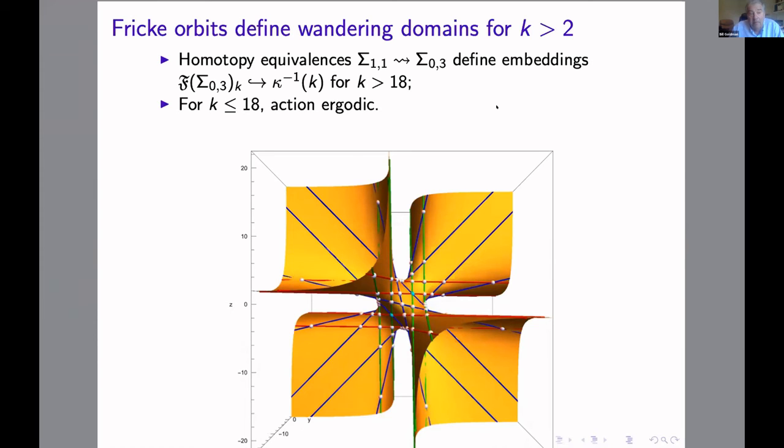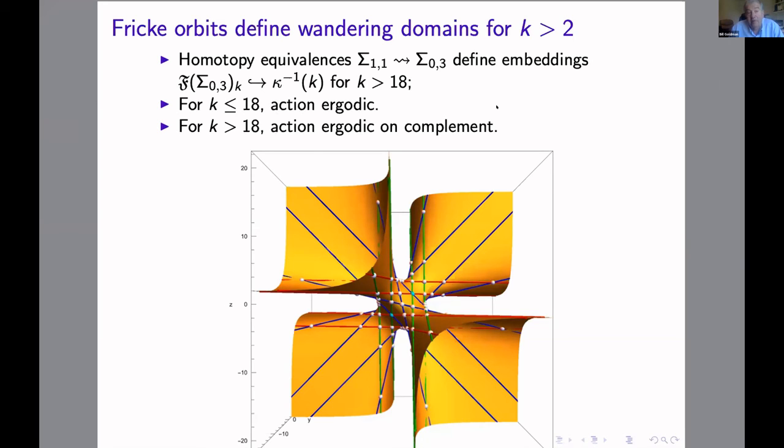But when the parameter, the trace of the commutator, becomes 18 or gets larger, then you get wandering domains. And where does this come from? Well, the fundamental group is a two-generator free group. That's the fundamental group of a one-hole torus.